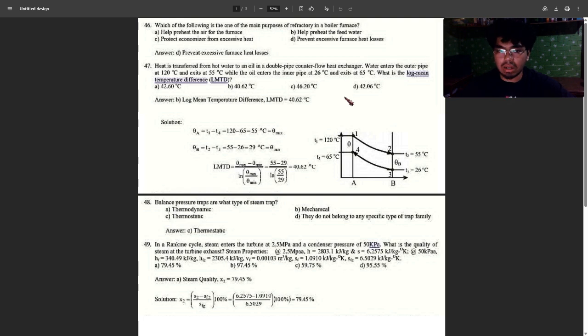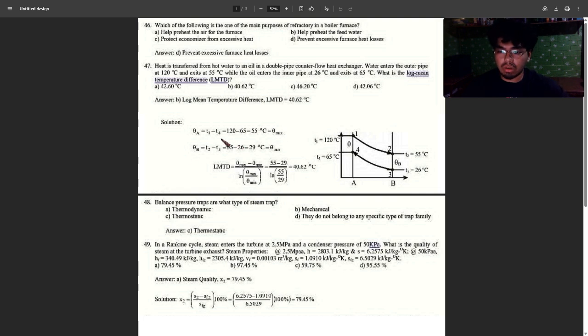Pwede dito makahimo sa atong TS diagram. So kani siya ang TS diagram. So since gihatag sa atong double pipe counterflow heat exchanger, T1 drop siya since nibaba ang degrees. So T1 to T2, then counterflow dayon. So T3, then T4. So makita na nato sa TS diagram ang double pipe counterflow na heat exchanger. Pwede na nato siya ma-solve.